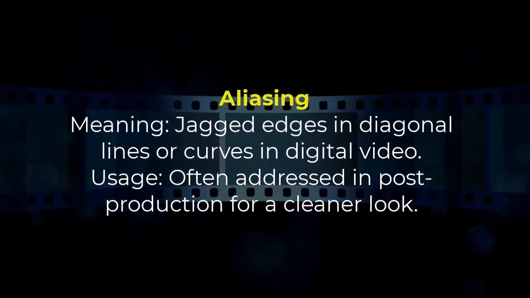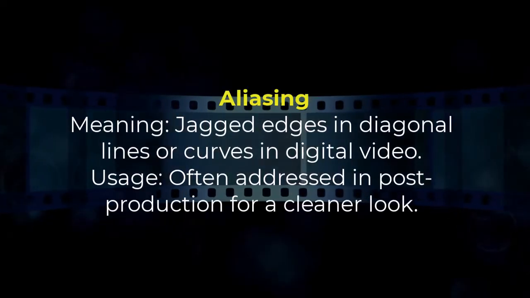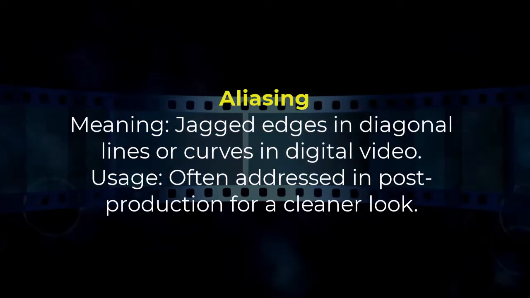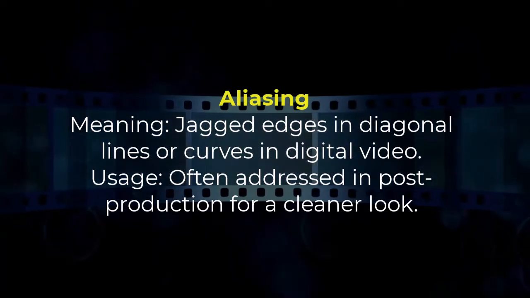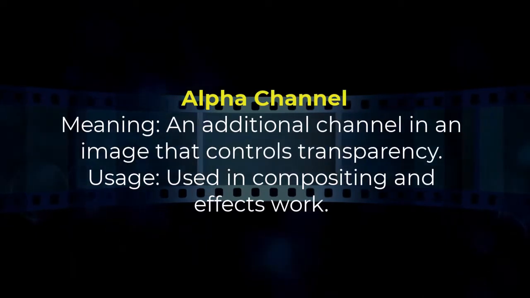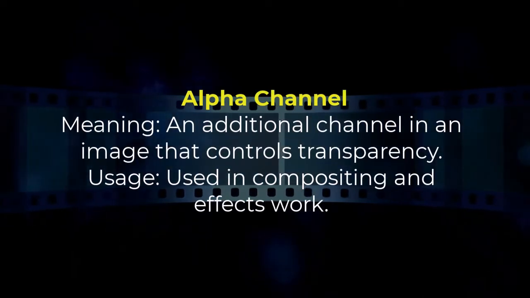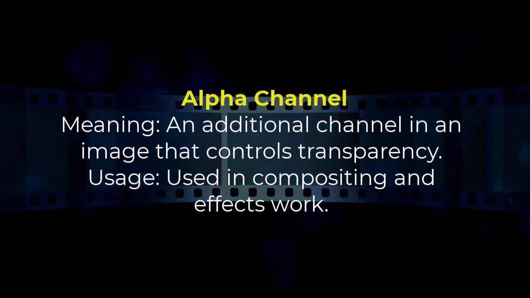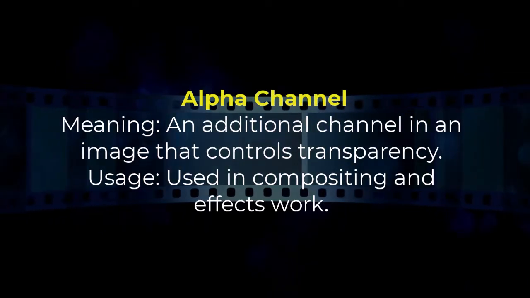Aliasing, meaning jagged edges and diagonal lines or curves in digital video. Usage, often addressed in post-production for a cleaner look. Alpha channel, meaning an additional channel in an image that controls transparency. Usage, used in compositing and effects work.